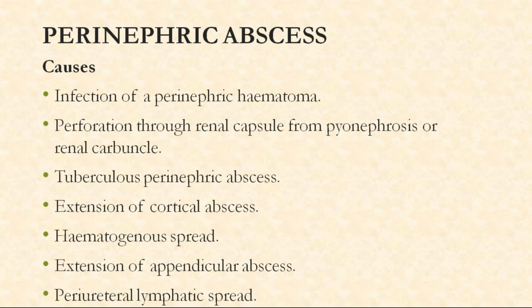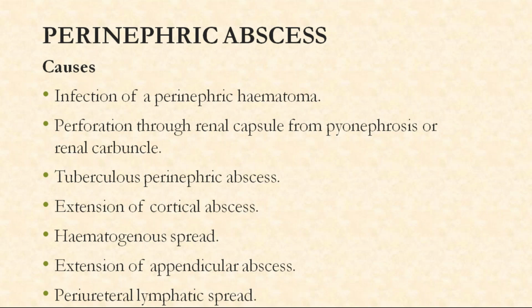If there is already existing pyonephrosis, the capsule may rupture, and some amount of pus may collect around the kidney. That is called perinephric; peri means outside of or surrounding the kidney. Mainly it is due to a perinephric hematoma. If a small subcapsular hematoma is not drained properly, it goes into the stage of perinephric abscess.